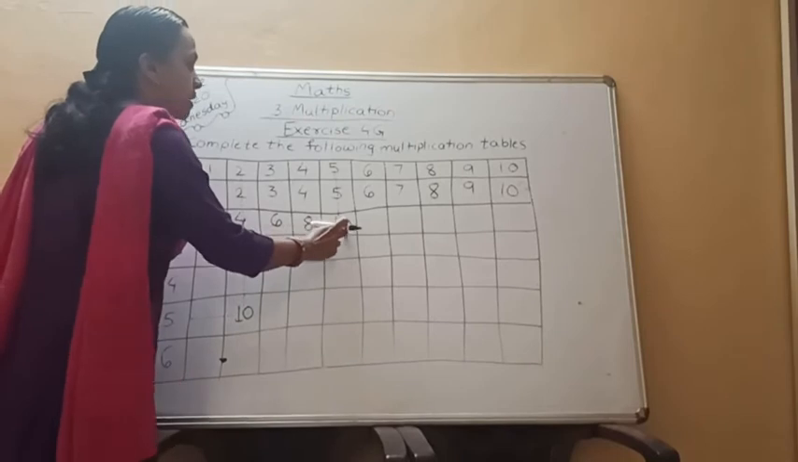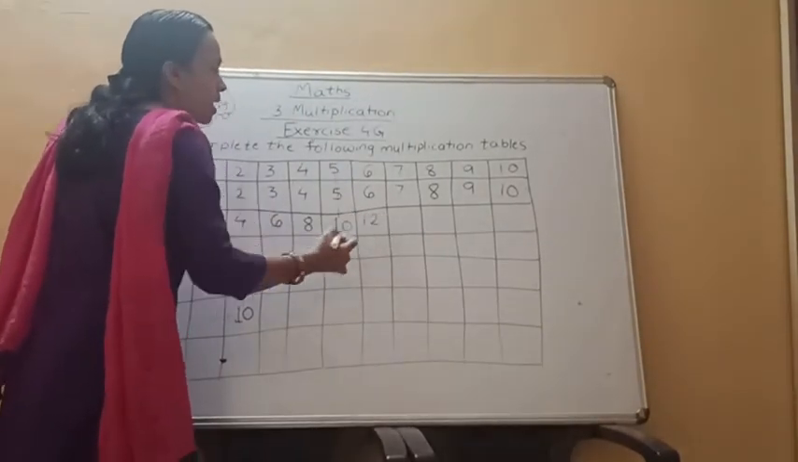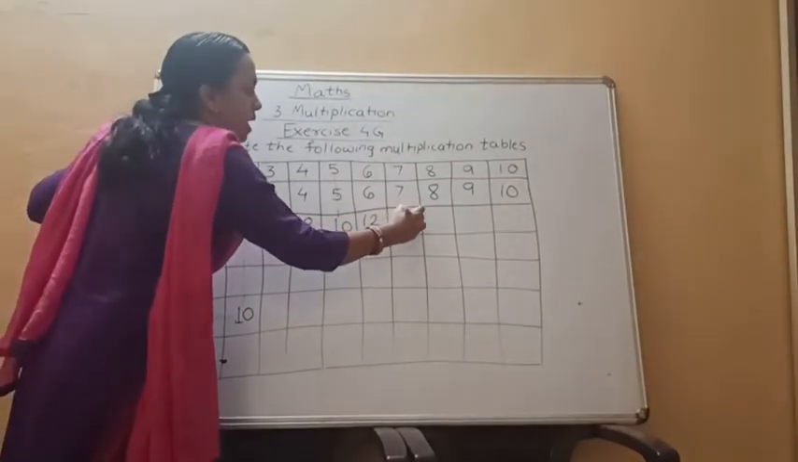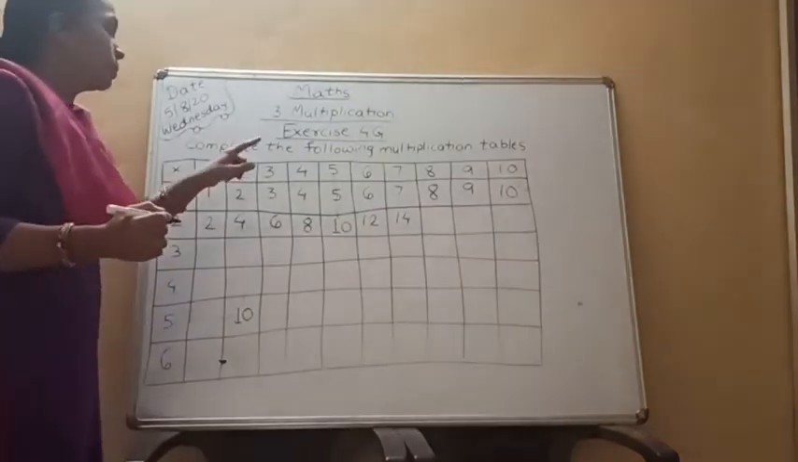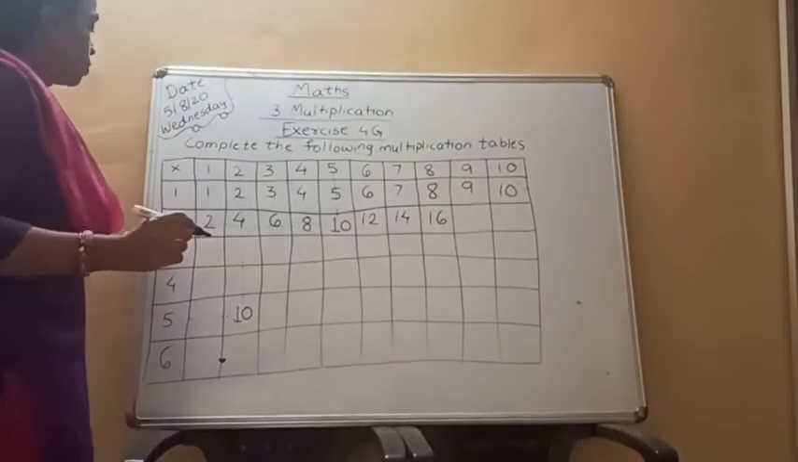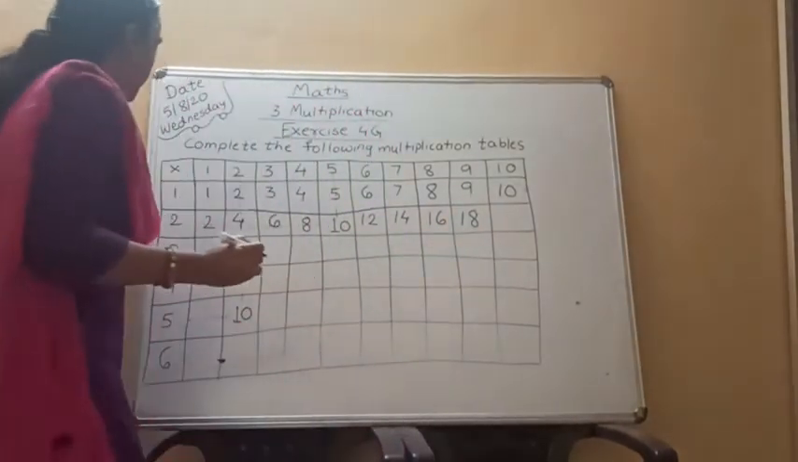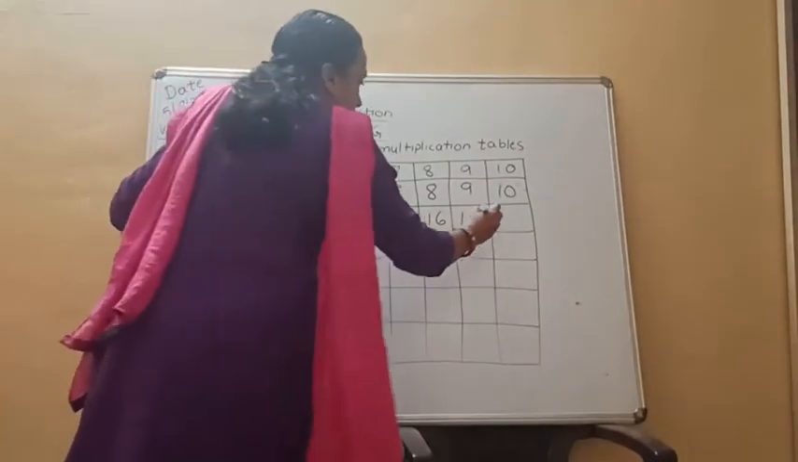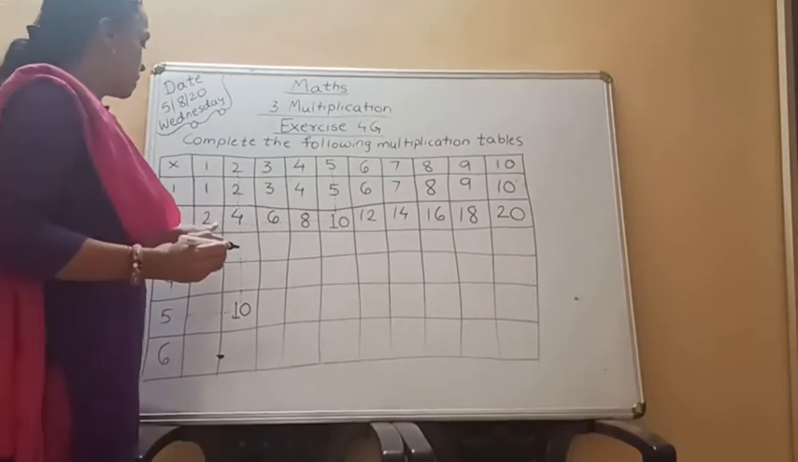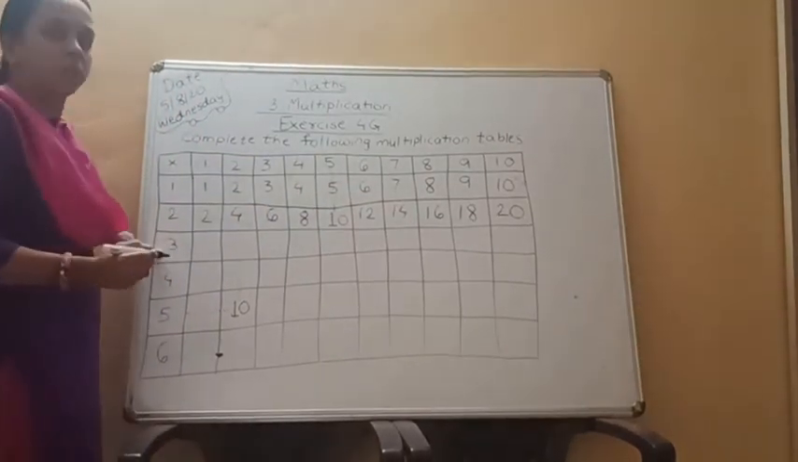2 fives are 10. 2 multiplied by 6. 2 sixes are 12. 2 multiplied by 7. 2 sevens are 14. 2 multiplied by 8. 2 eights are 16. 2 multiplied by 9. 2 nines are 18. 2 multiplied by 10. 2 tens are 20. So, this is our table of 2. Now, we have to write out table of 3.